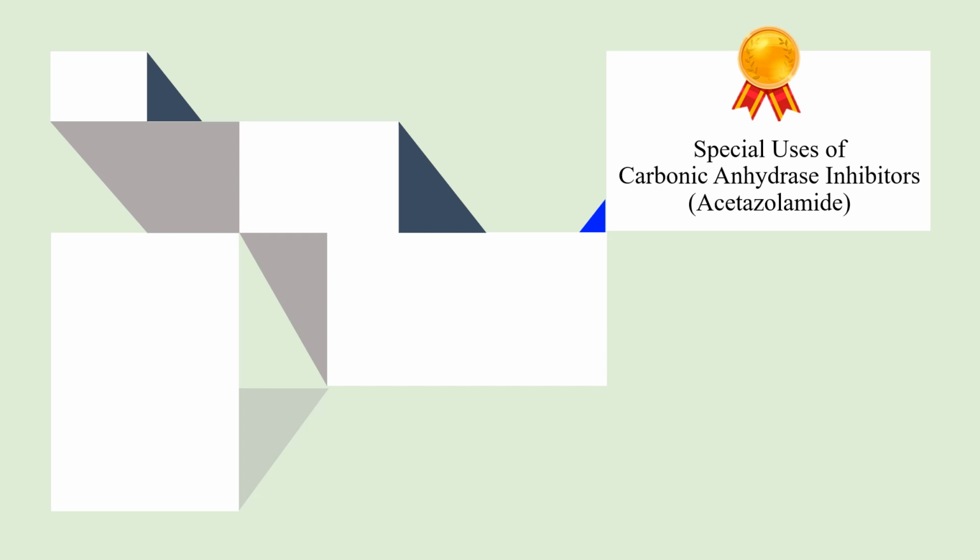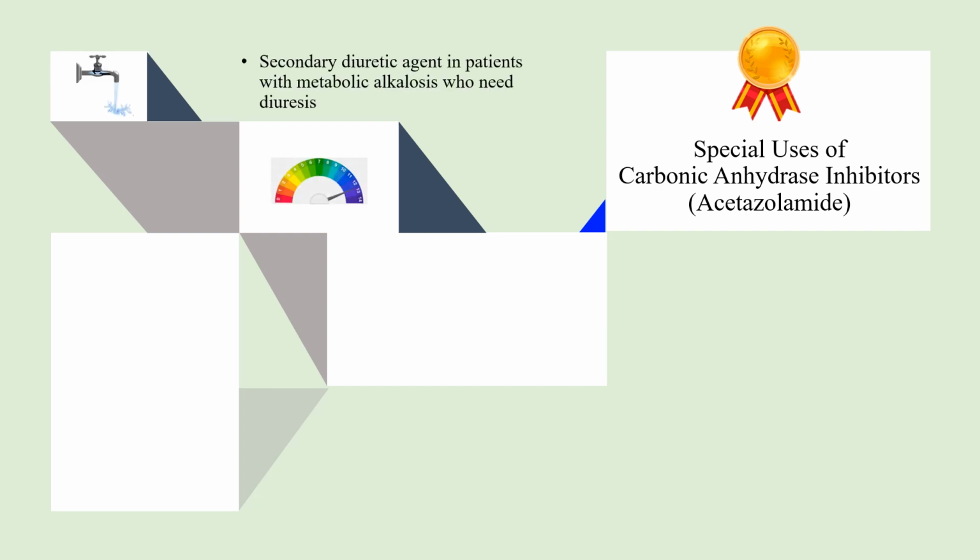When do we use acetazolamide clinically? Because acetazolamide is a weak diuretic that also causes metabolic acidosis, it is typically only used as a secondary diuretic agent in cases where patient's blood is too alkalemic. That is, when the blood pH is increased due to a higher bicarbonate relative to proton concentration.